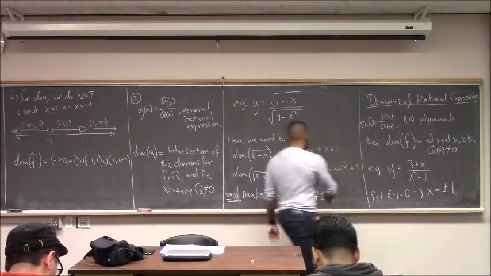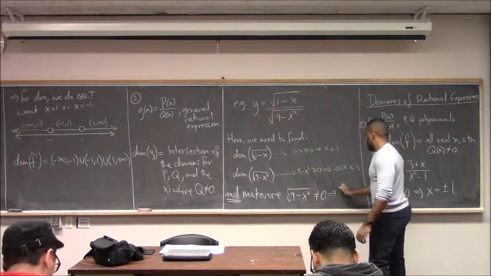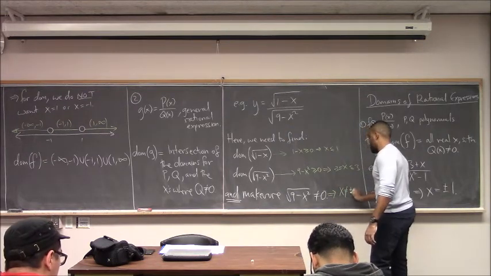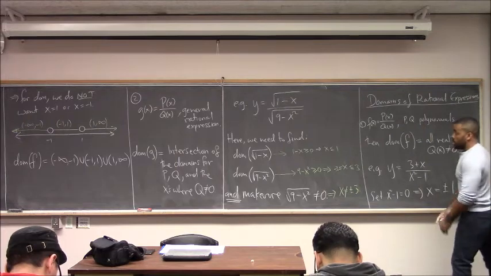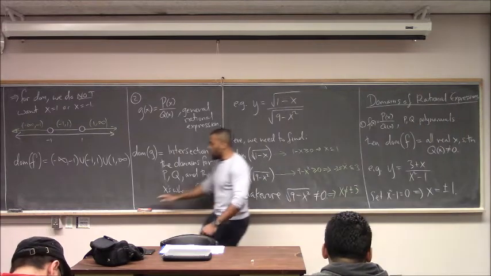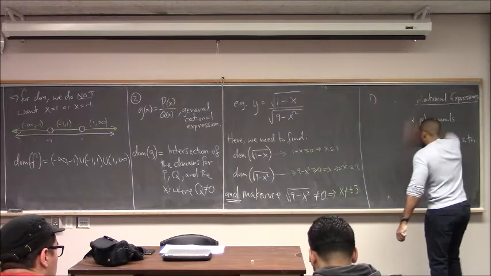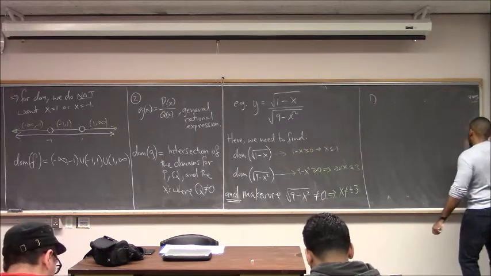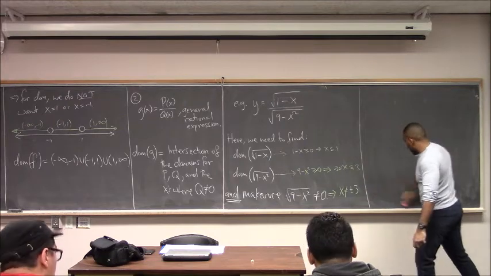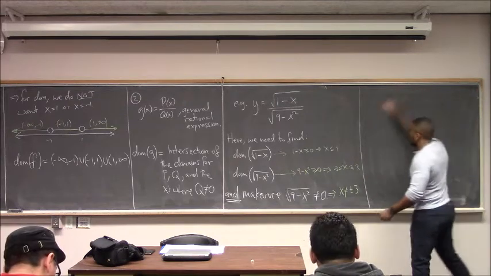And here, to make sure this is not 0, we need our x to not be plus or minus 3 themselves. So then we work with, where do all of these work at the same time? And again, it's nice when you're looking at a domain to just draw a number line and put all these guys together on one page.